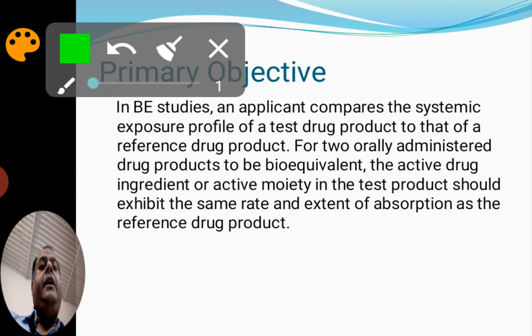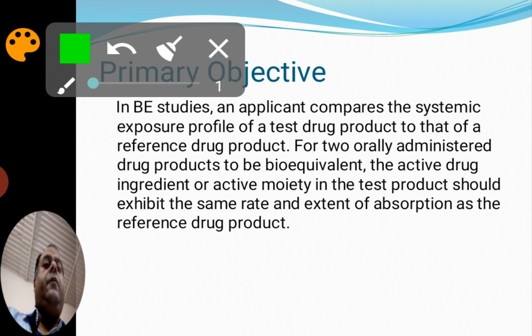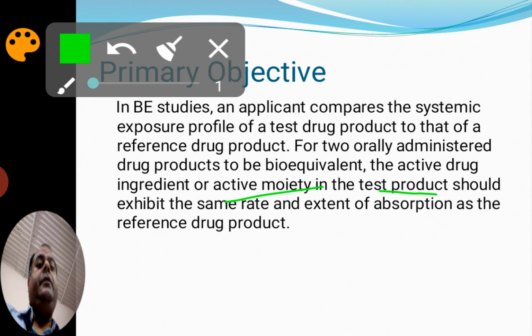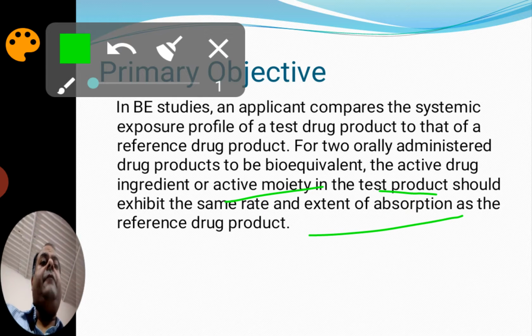For two orally administered drug products to be bioequivalent, the active drug ingredient or active moiety in the test product should exhibit the same rate and extent of absorption as the reference drug product. So we can say that bioequivalence studies are used to assess the expected in vivo biological equivalence of two formulations, that is test and the reference.